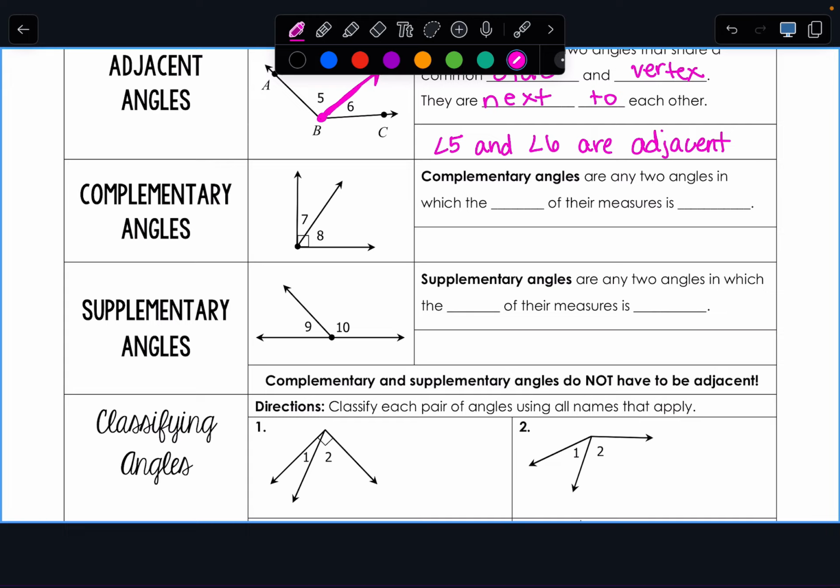Okay, complimentary. What does complimentary mean? Oh, I like that. Not compliment like Rhea liking my earrings, but complement with an E. Nayeli said something about 90 degrees. Okay, the sum of two angles is 90 degrees. What does sum mean? Okay, so if two angles add to equal 90, we say that they are complementary.